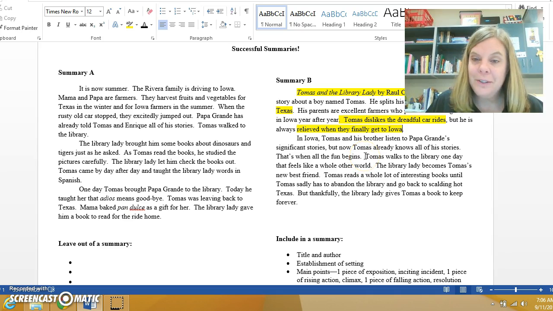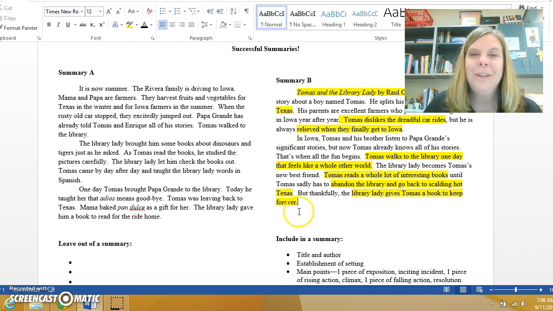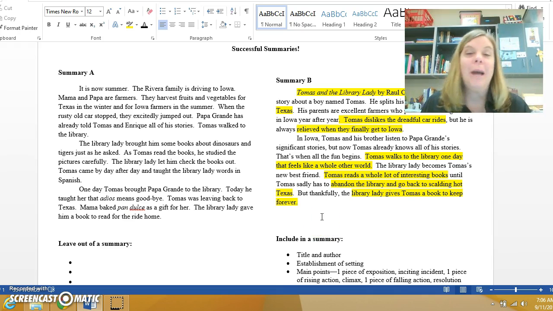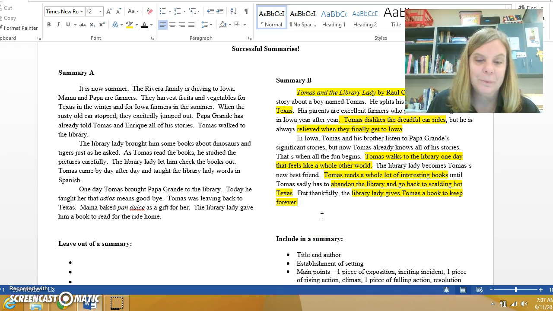Then it looks like this here is the inciting incident. Thomas walks to the library one day and feels that a whole new world has opened up to him. We know that he reads a lot of interesting books, so that's probably some rising action. Looks like the climax here is he has to abandon the library and head back to Texas. So we'll highlight that. And it looks like this is also part of the resolution and falling action. Then we know that the library lady gives Thomas a book to take back with him, one that he can own and keep forever.